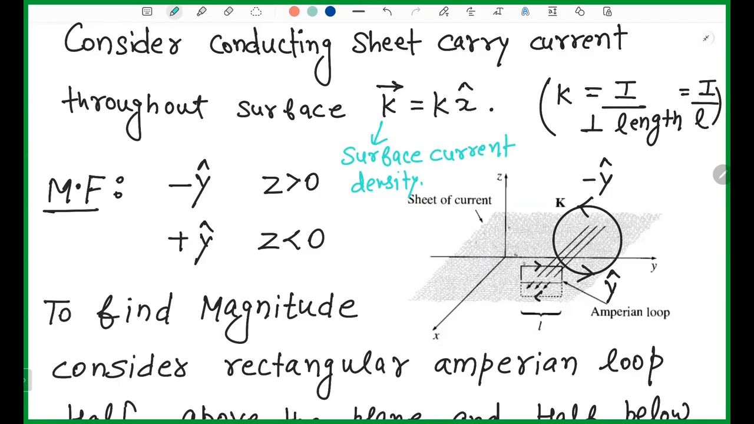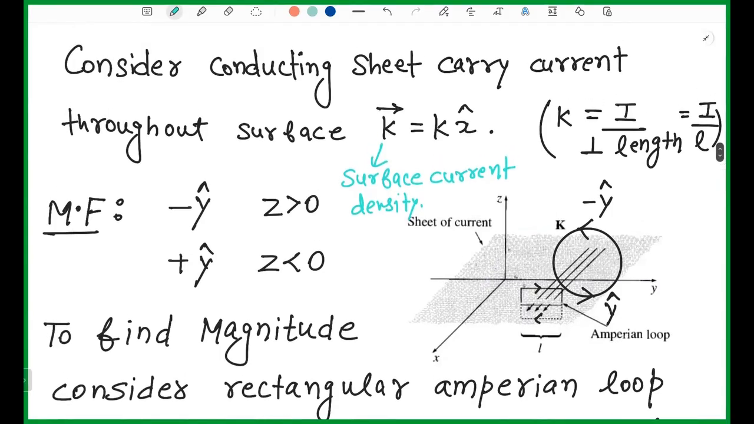However, the magnitude of the surface current density is current per unit length. For example, J is current per unit area. Similarly, the K is current per unit perpendicular length. So the current is flowing in this direction. So the perpendicular length to this current is along the y-axis, or you can say this length L. You can clearly see that the current per unit length, which length? Perpendicular length. Perpendicular to this current. So the length perpendicular to this current is L. So the K is given by I divided by L.